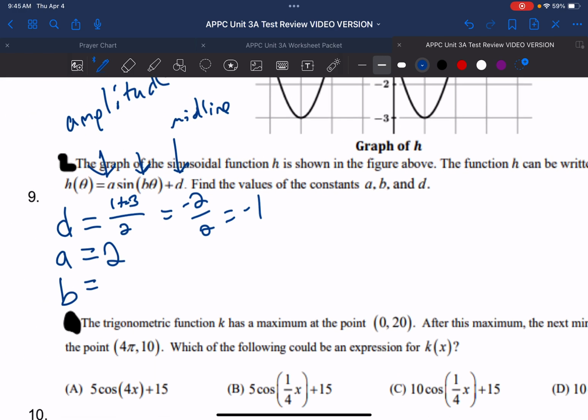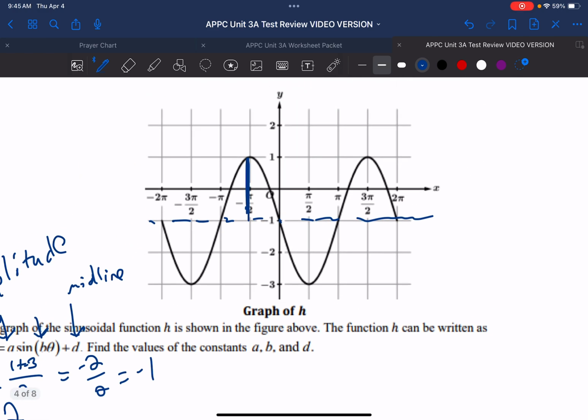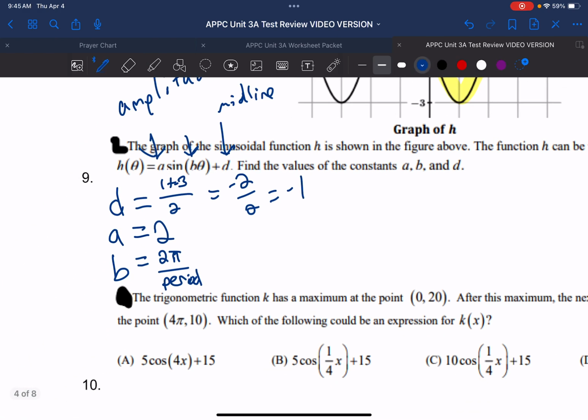And then remember, if I have it set up as B, it's going to be 2 pi over my period. And if I have my B, my period is just 2 pi over B. And here my period to start and stop here, boom, boom, boom, my period is 2 pi. So my B value is 2 pi over 2 pi. In this case, the top and bottom are the same. That won't always be the case. So that divides out to 1.